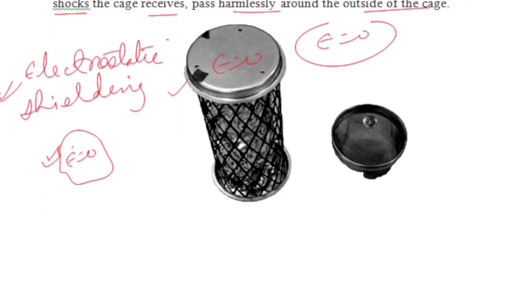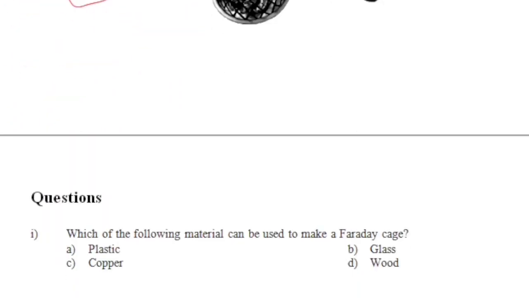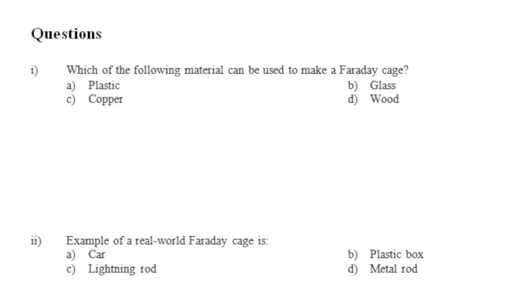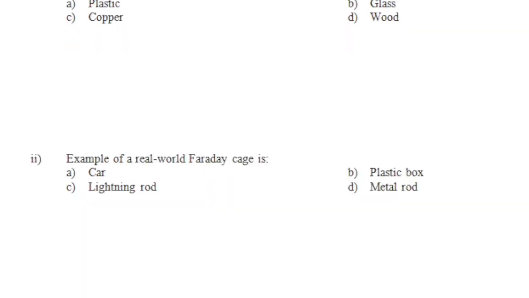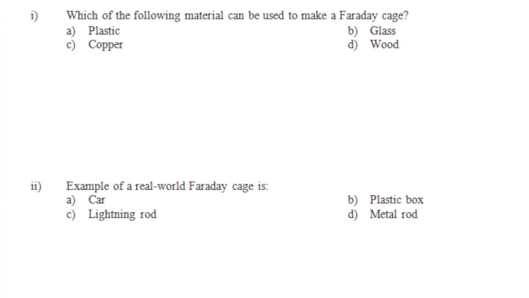Okay. Question number 1 is, which of the following materials can be used to make a Faraday cage? The Faraday cage is made up of which material? Plastic, glass, copper or wood? It is made up of conducting material. And which one is a conducting material? Think about it fast.